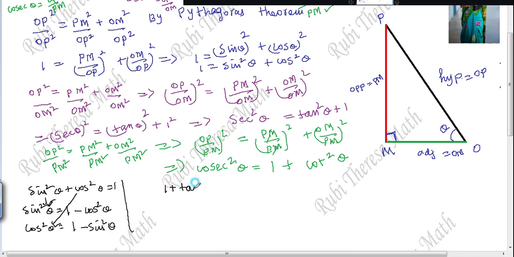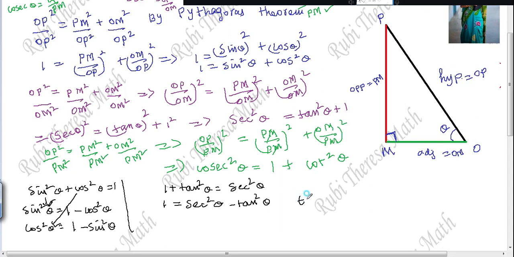1 plus tan squared theta equal to secant squared theta. What is it? 1 equal to, after the equal to sign, what is there? Just write that. Secant squared theta, and tan squared theta when it goes to the other side, minus tan squared theta. So secant squared theta minus tan squared theta equal to 1.